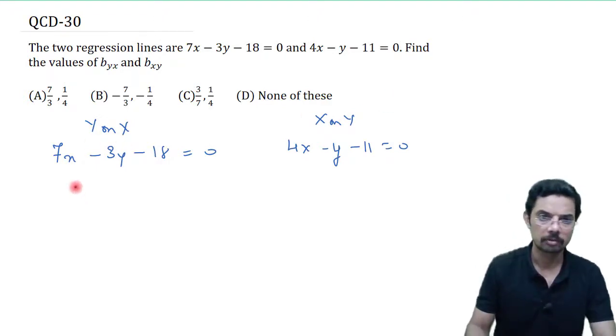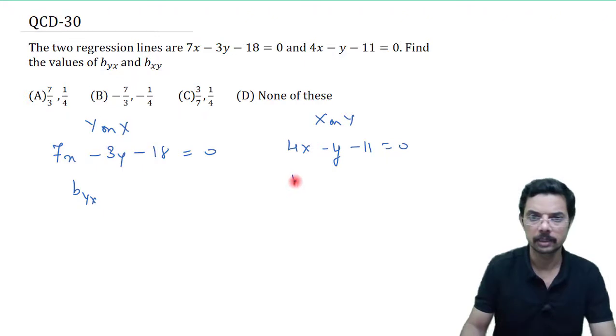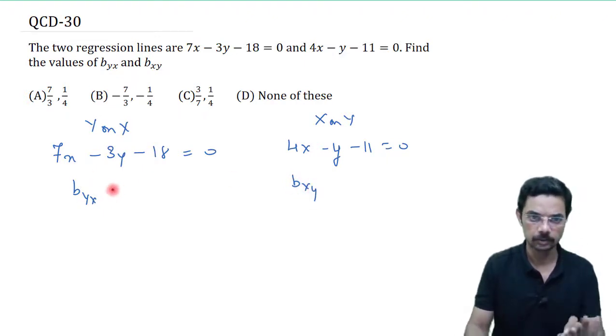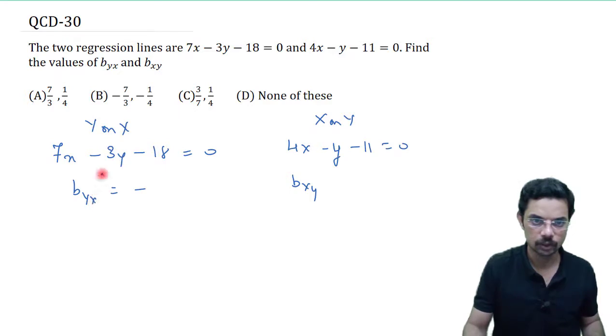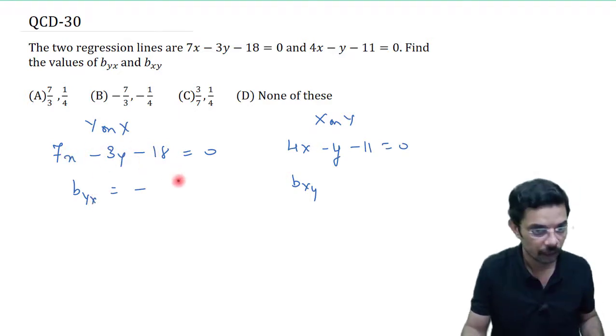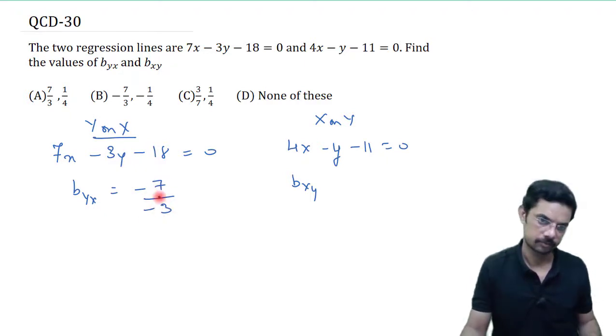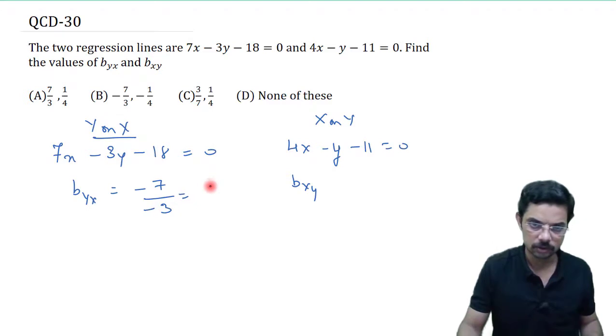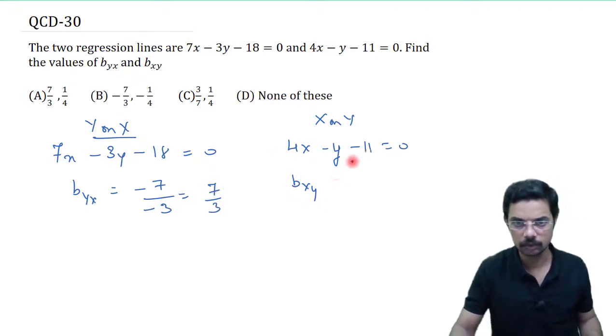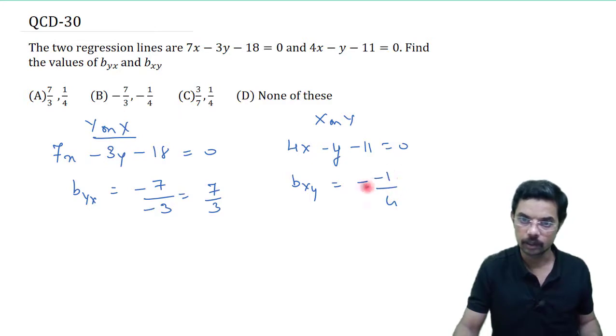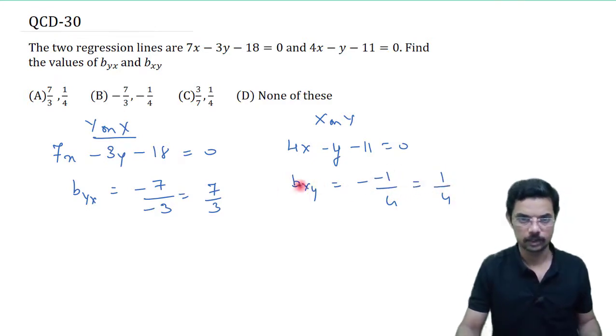Correct. So therefore what will be byx? What will be bxy? We have studied that byx will be equal to minus coefficient of x divided by coefficient of y, for y on x. Minus 7 by minus 3, which is equal to 7 by 3. In bxy, what we have here is minus coefficient of y by coefficient of x. Coefficient of y is minus 1 divided by 4. Okay, so this is again 1 by 4. Both of them are positive.